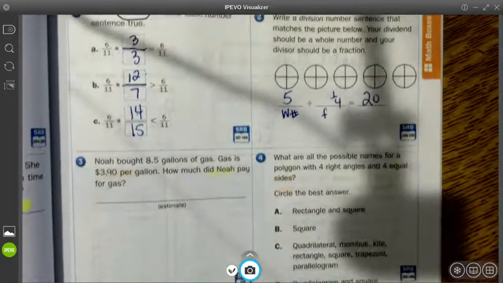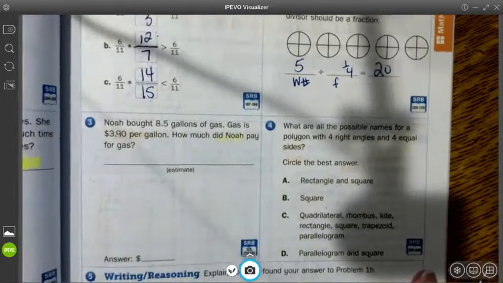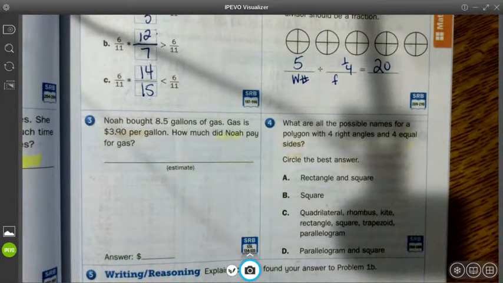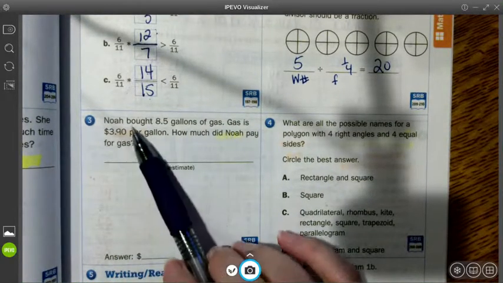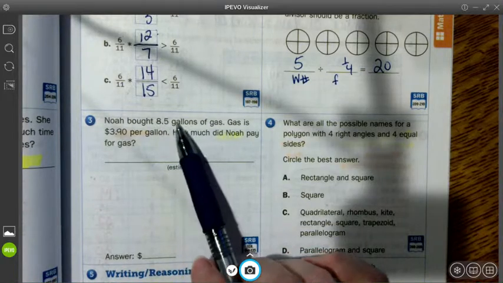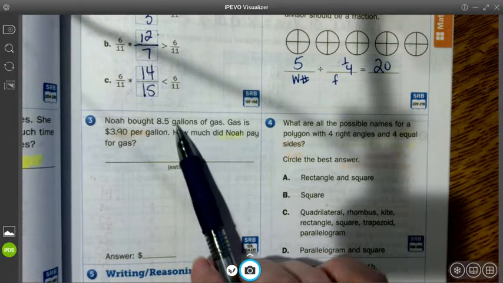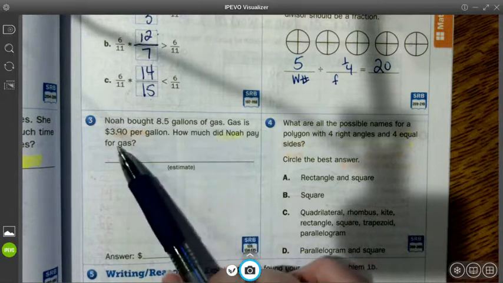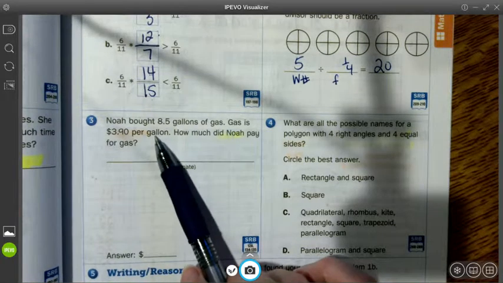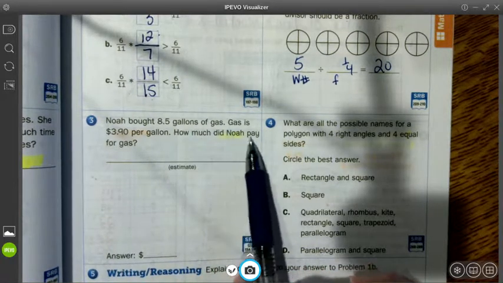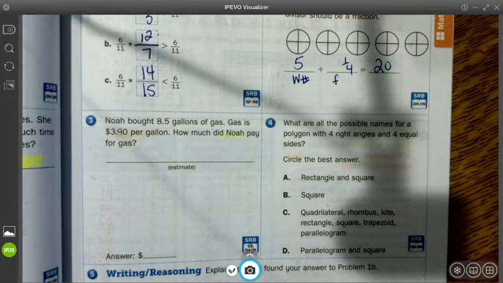All right, almost done, guys. Let's look at number 3, and then we'll look at number 4. Number 3 says Noah bought 8.5 or 8 5/10 gallons of gas. Gas is $3.90 per gallon. How much did Noah pay for gas?